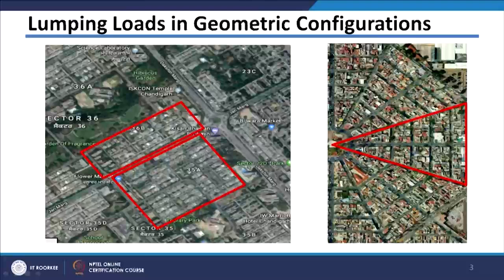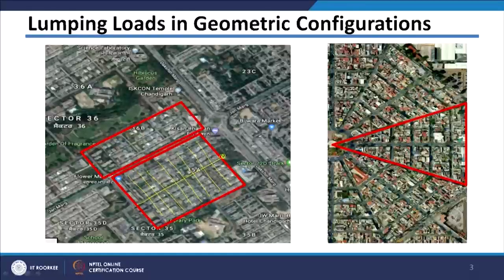So, if you can see this rectangular area, if there is a primary feeder which is like this, and let us say the substation is here, and there are laterals which are connecting to this primary feeder, and these laterals are distributing the power to these consumers which are placed in this rectangular area.